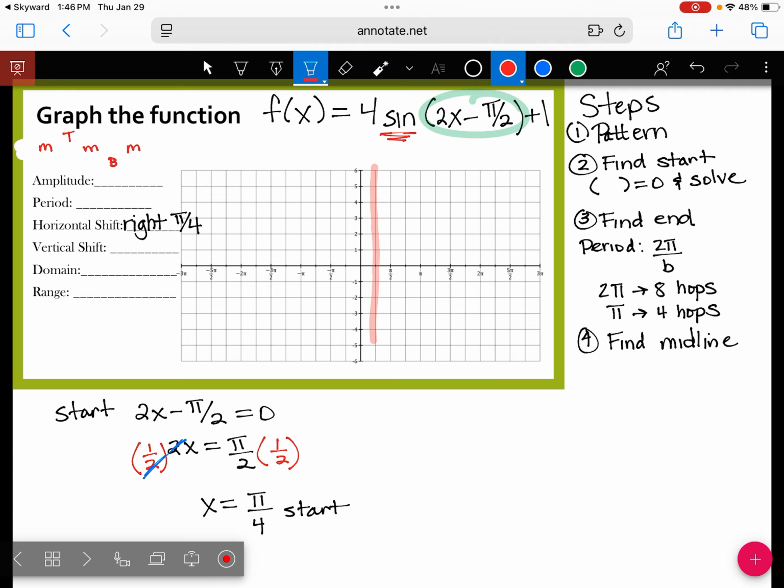Now we need to figure out where to end it. The end is the period, which is 2 pi divided by this number here, which is 2. And what is 2 pi divided by 2? Pi. So my period is pi, which means to find my second wall, how many times am I going to hop? 4. So let's hop 4 times. 1, 2, 3. So this is where I'm stopping. Oops, let me use highlighter.